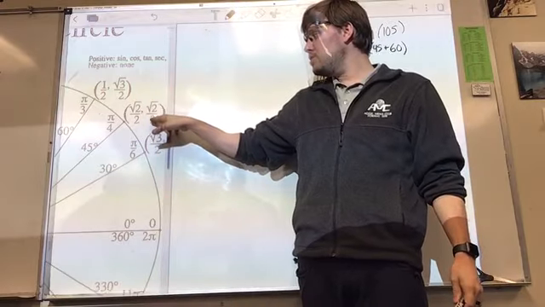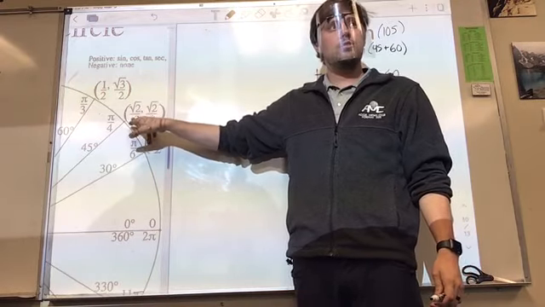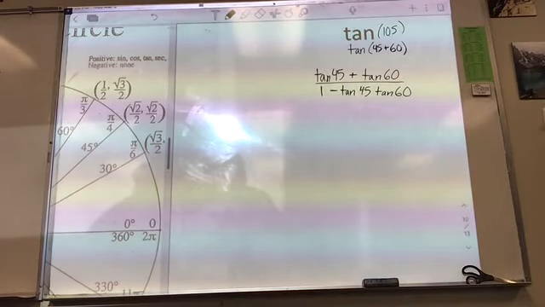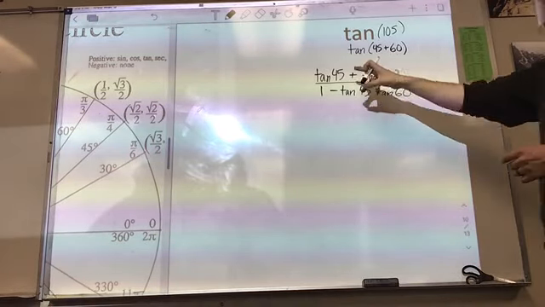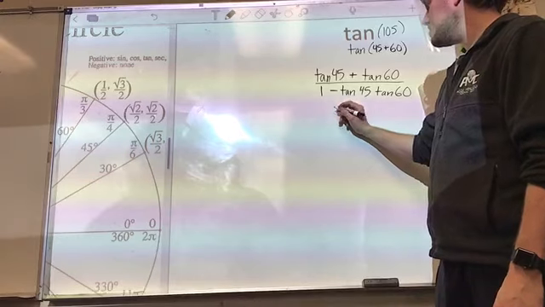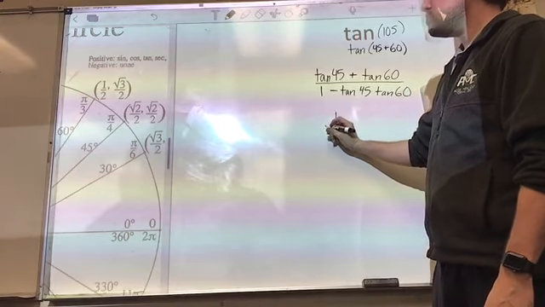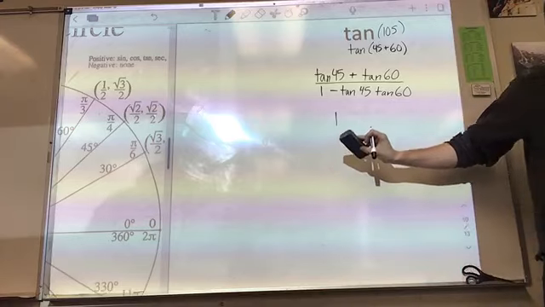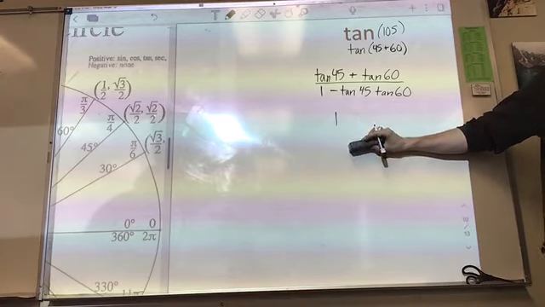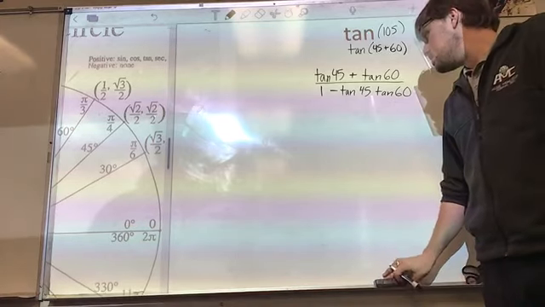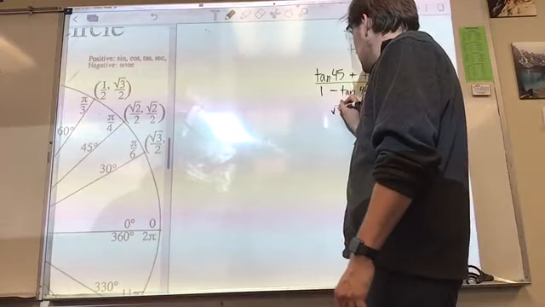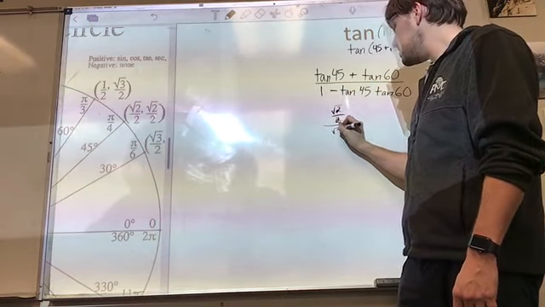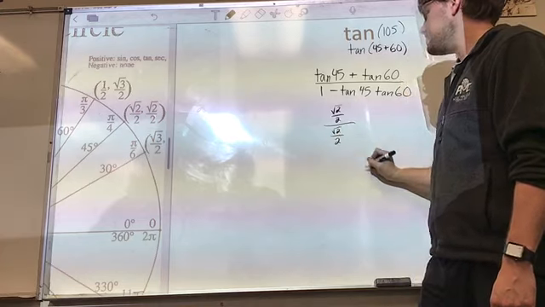So what's root 2 over 2 over root 2 over 2? What's anything over itself? 1. So tangent of 45 is just going to be a 1. And that's because it's root 2 over 2 over root 2 over 2. Do we want to write that so it's on your notes to look back at? Okay, let's write that down then. So that's going to be root 2 over 2 over root 2 over 2.